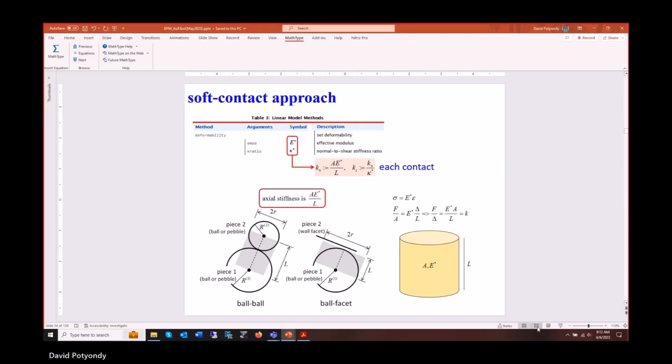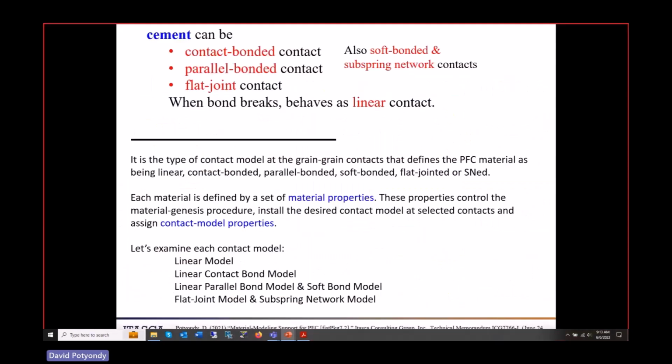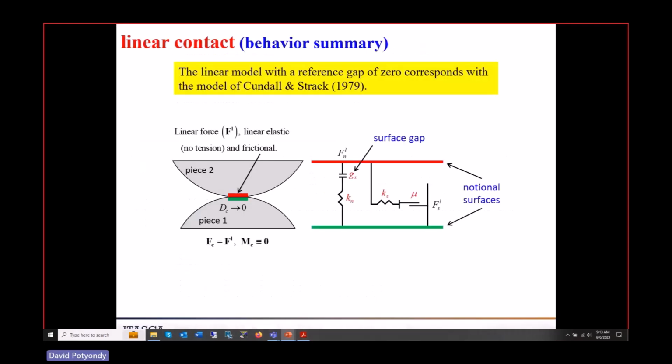Okay. Now let's resume the lecture here. Let's do a little roadmap. We're going to examine each contact model. Let's examine it, the simplest, most concise way of describing it without reading it. And of course, in the documentation, each contact model is described in proper full detail.